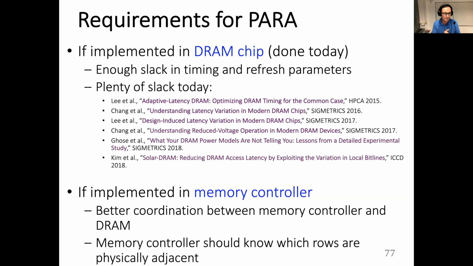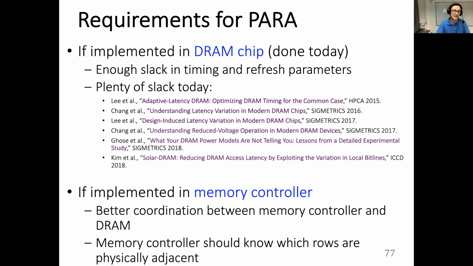memory controller, let's say. You can also implement this in the memory controller by having better coordination between the memory controller and DRAM. Basically, the memory controller should know which rows are physically adjacent. It can predict that logically adjacent rows are also physically adjacent, and most of the time it'll be correct, but there will be some of the time it won't be correct. So it will not be able to get rid of all of the RowHammer bit flips without cooperation from the DRAM chips and DRAM manufacturers.